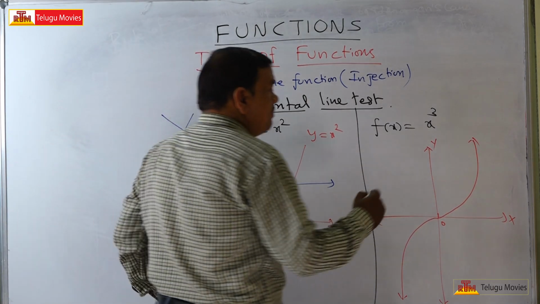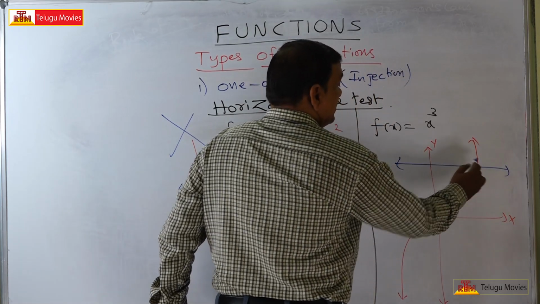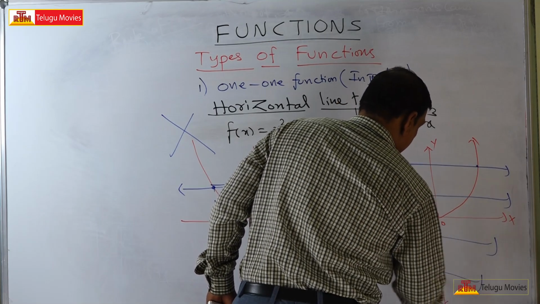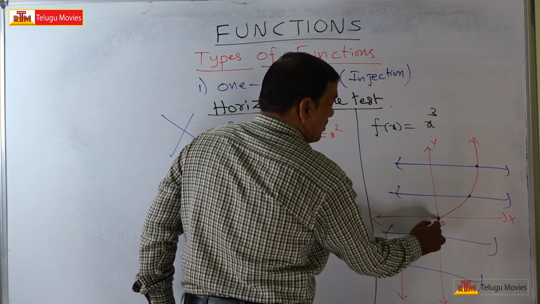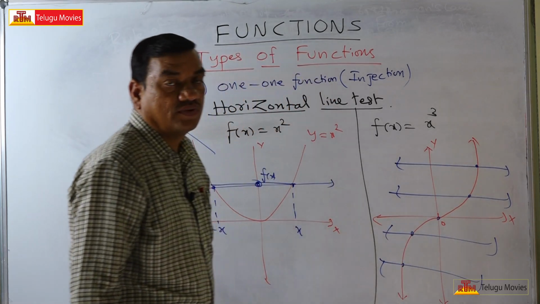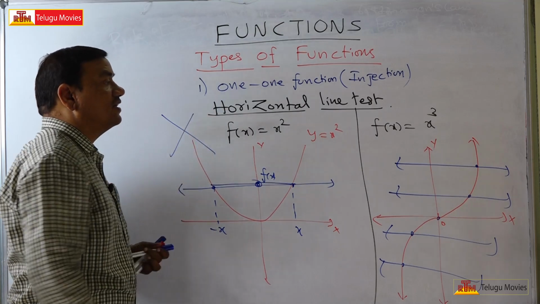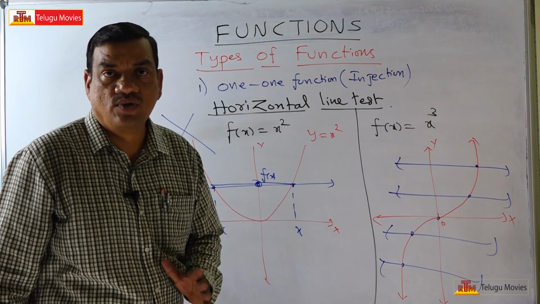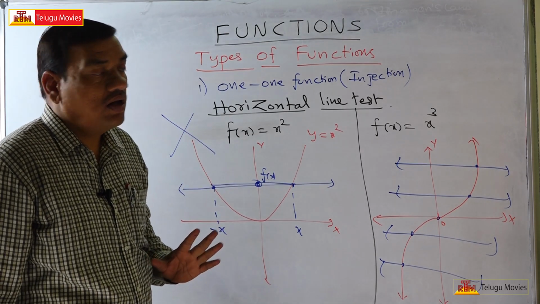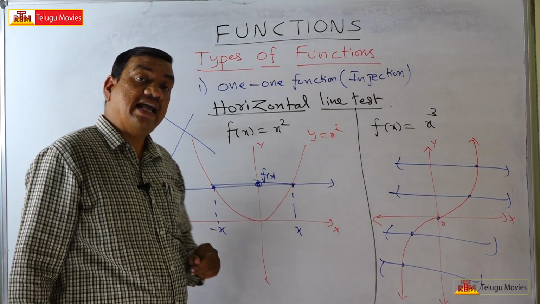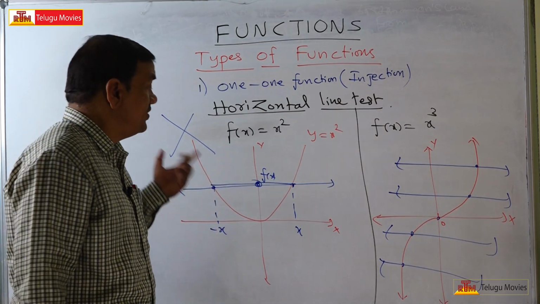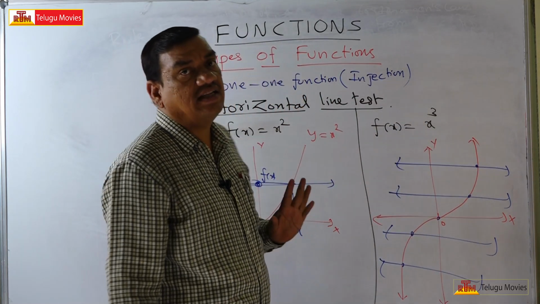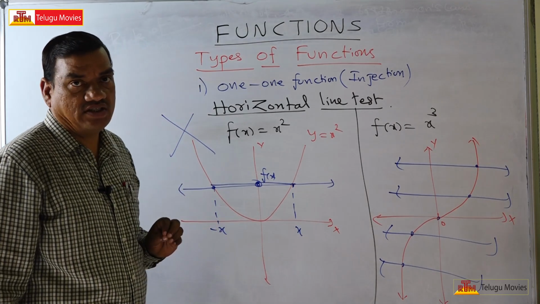Now draw a line parallel to the x-axis. See here, it intersects at only one point. Any line drawn parallel to the x-axis intersects at only one point, or not? Yes, clearly we say that the function is a 1-1 function. This is called the horizontal test. Whatever the graph you draw, if you draw a line parallel to the x-axis and it intersects the graph at most one point, maximum one point only, then we say that the function is a 1-1 function.